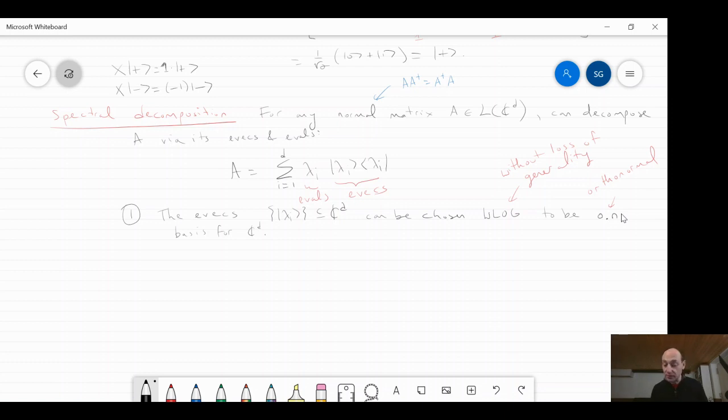So why is this useful? Therefore, any vector psi in C^D, given any basis, you could write relative to that basis, and in particular, you could write it relative to the eigenvectors of A. It can be written psi equals the sum over i of alpha_i |lambda_i>, for some coefficients alpha_i in the complex numbers.